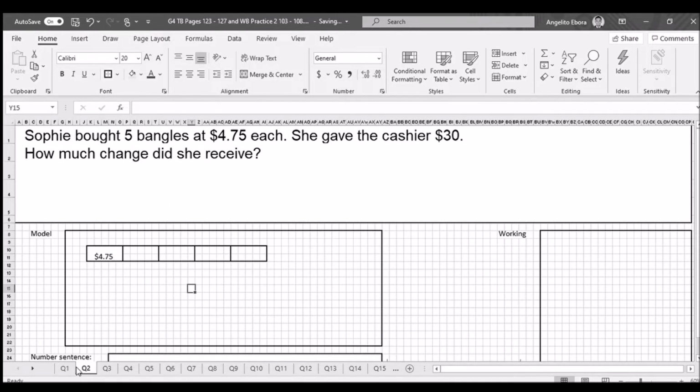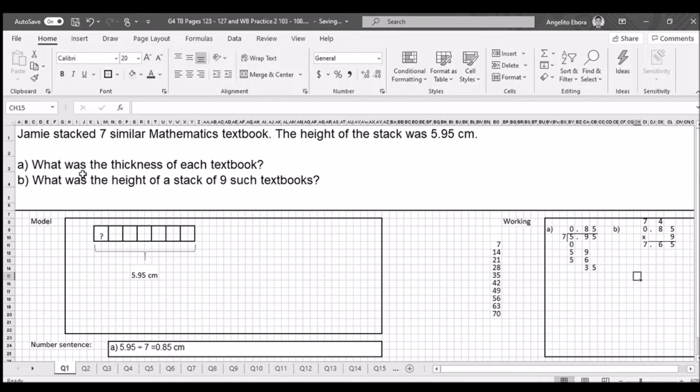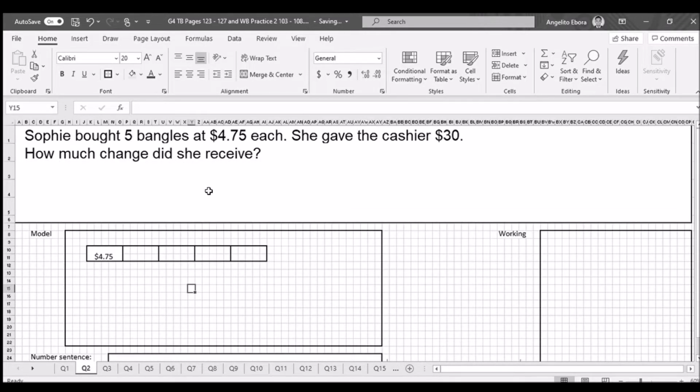So, unlike in question number 1, there are 2 questions here, 1, 2. While in number 2, this one is a 2-step word problem. Okay, so the first step is to find the cost of the 5 bangles. And then later on, we are going to subtract the answer here from $30 because she gave $30 to the cashier. So how much change? So we're getting the leftover.